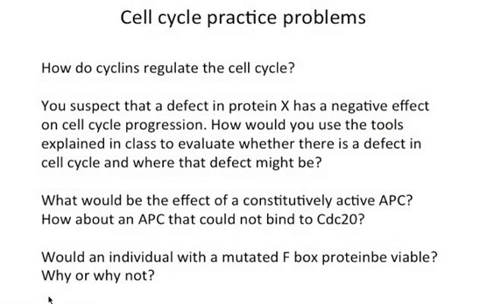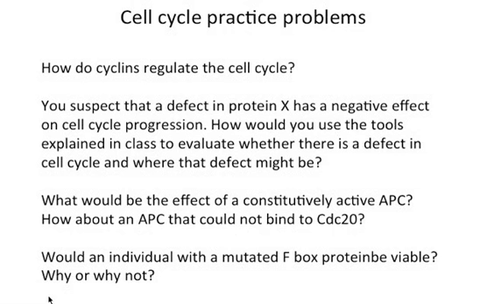And then we had these cell cycle practice problems. And we had gone through the first two, right? So how do cyclins regulate the cell cycle? Someone answered that beautifully. What do they do? They activate CDKs. So if you want to turn off your CDK, what will you do to your cyclin? Degrade it. Thank you. So you suspect that a defect in protein X has a negative effect on cell cycle progression.